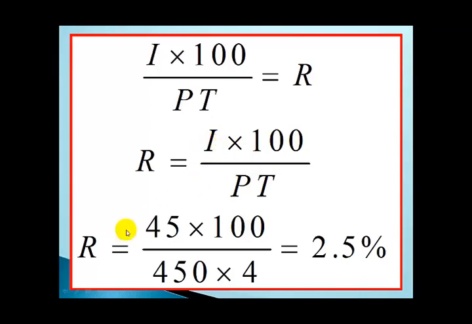So R is equal to 45, that is the simple interest, times 100 divided by 450, that is the principal, times 4, that is the time. So R is equal to 45 times 100 divided by 450 times 4, and this is equal to 2.5%. That means that the rate R is equal to 2.5%.